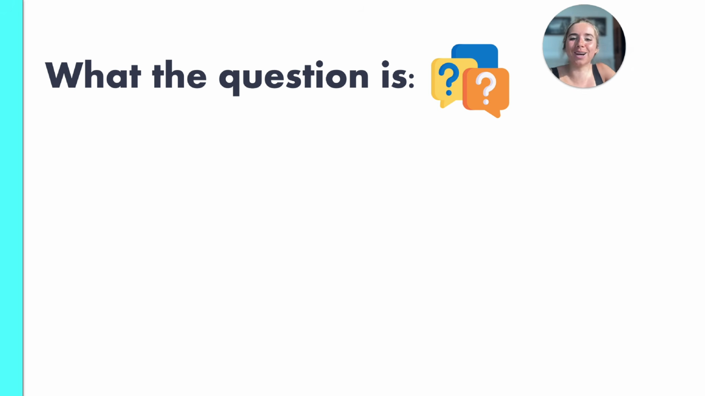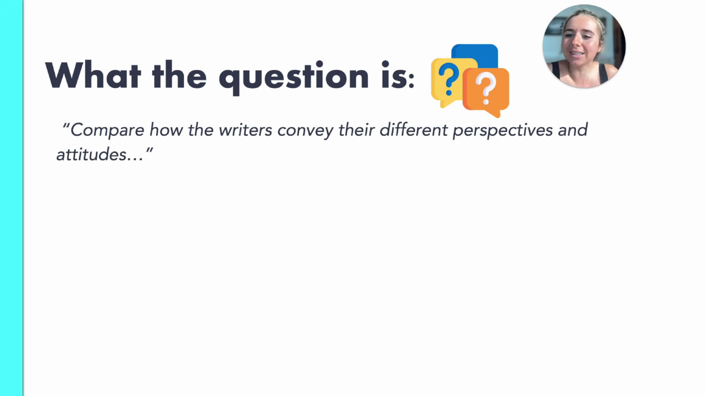We've got this. So firstly, what is the question? What the hell is going on? Compare how the writers convey their different perspectives and attitudes. Now this throws everybody and their dog. Like, perspectives and attitudes? What does that even mean? In layman's terms, in simple terms, they're just talking about opinions. What's their opinion? Do they like something? Do they dislike something? Are they for something? Are they against something? Think about perspectives and attitudes just being for and against.